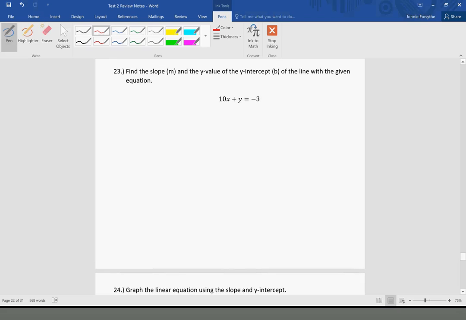Okay, 23. Find the slope m and the y value of the y-intercept b of the line with the given equation. So we're going to do the same thing. We're going to recall the slope-intercept form, which is y equals mx plus b. And so we're going to put our equation into slope-intercept form so we can identify the slope, which is m, the coefficient for the x term, and then identify the y-intercept, which is b, the constant.